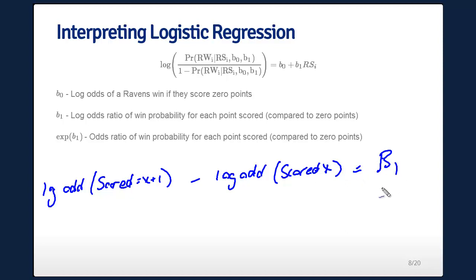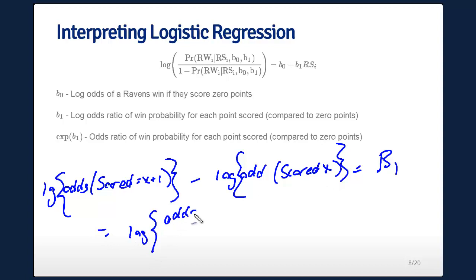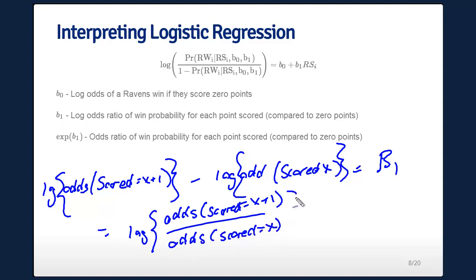And because this is a subtraction of two logs of the odds, that's equal to the log of the odds if they scored x plus 1 versus the odds if they scored x. So that's why we consider it the log odds ratio, and that is equal to beta 1.